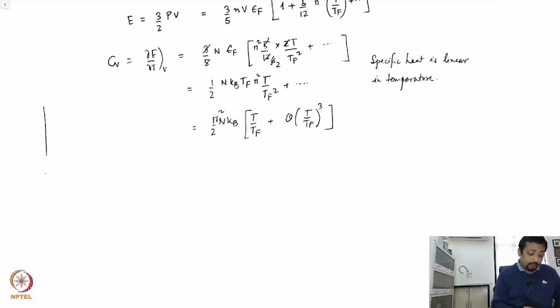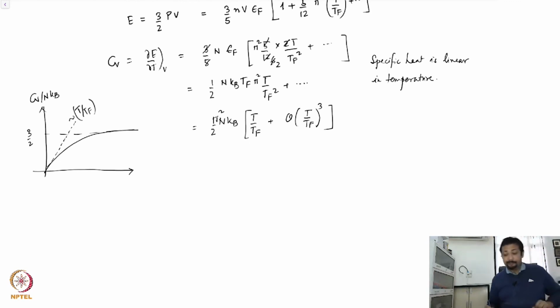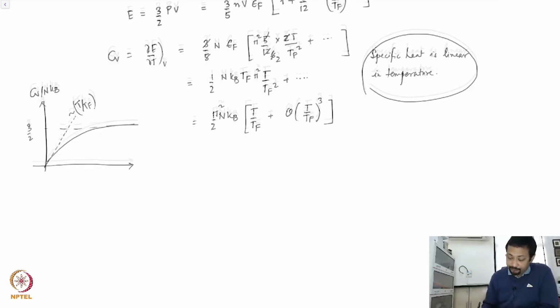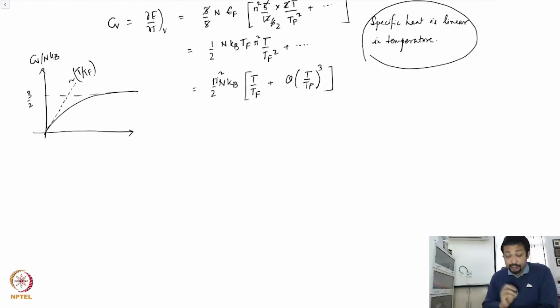So one can plot the specific heat with respect to temperature, and you will get a result which will look like this. This is Cv over nkb, and this is the classical Dulong-Petit limit, and here this part is going to be proportional to T over Tf, a linear scaling. As we said, this is going to be linear in any arbitrary dimension that you consider. It does not depend on the dimension, and we will see that this is in stark contrast to a Bose gas.